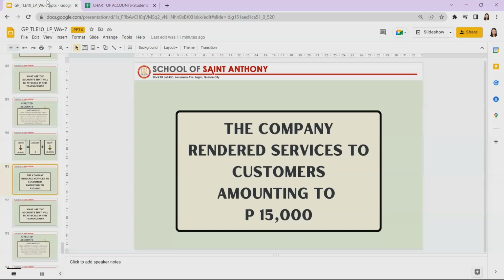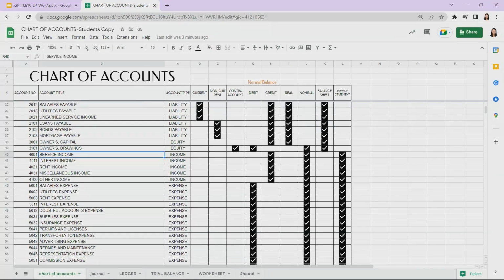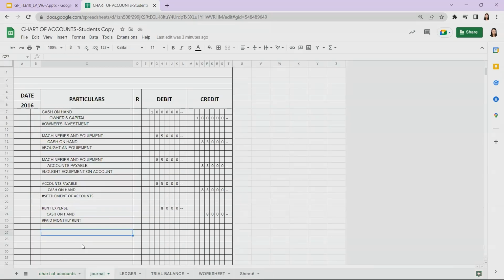Nag-increase. Nagtrabaho tayo, kumita tayo. Ano nangyari sa kita natin? Tumaas kasi nagtrabaho tayo. According to the rules of debit and credit, whenever income increases, we have to put it on the credit side. So we have credit, service income. How much? It is 15,000.